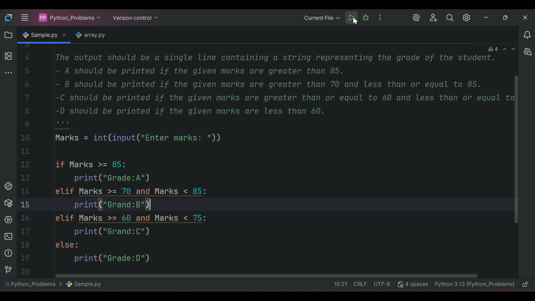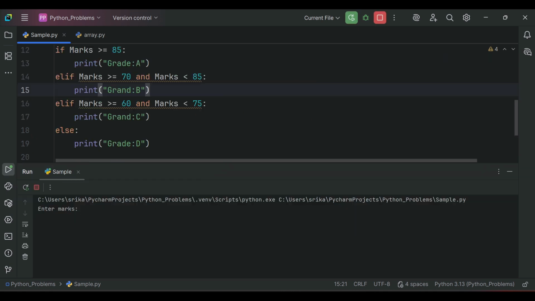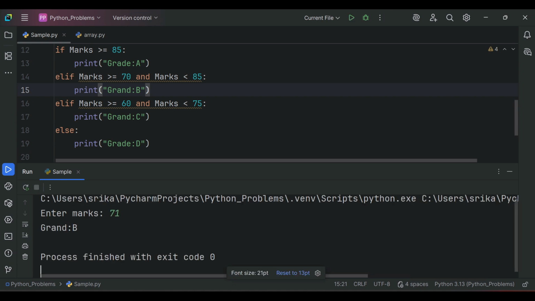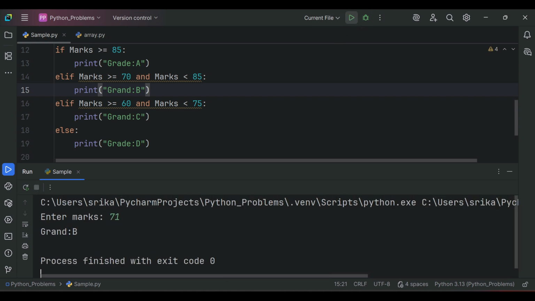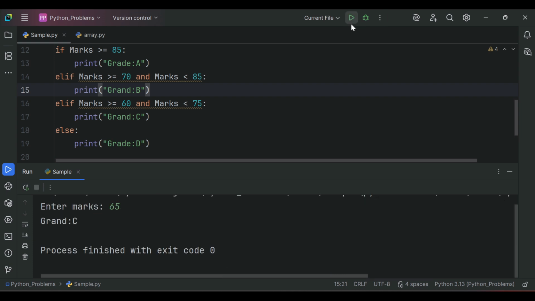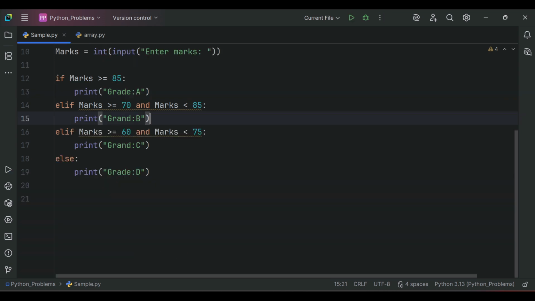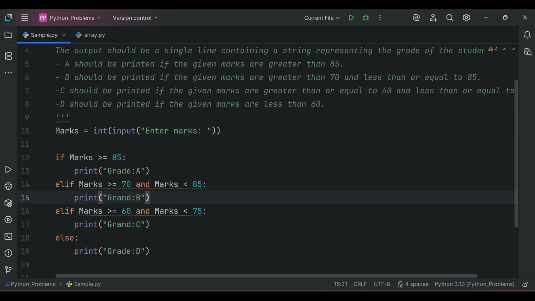Okay, now see the output. Here I am entering marks more than 85. 85 is also grade A. Suppose I am entering between 75 and 85, I am entering 71. Okay, it's grade B. Now I am entering between 60 and 70, 65, it's grade C. Now I'm entering below 60, I'm entering 30. It's grade D. Okay, I hope all conditions are satisfied. I hope you understand this program.